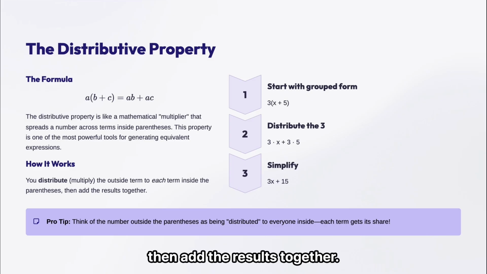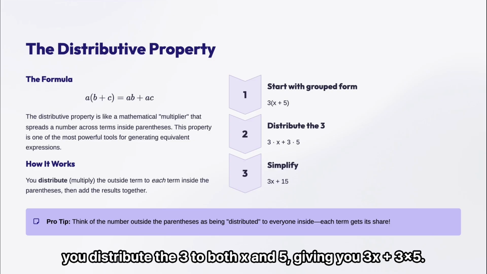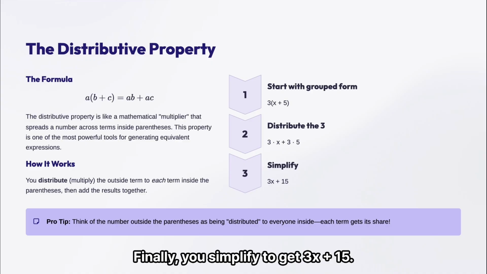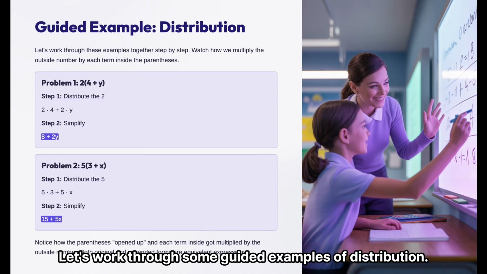results together. For example, starting with the grouped form 3 times (x plus 5), you distribute the 3 to both x and 5, giving you 3 times x plus 3 times 5. Finally, you simplify to get 3x plus 15. A pro tip: think of the number outside the parentheses as being distributed to everyone inside; each term gets its share. Let's work through some guided examples of distribution.